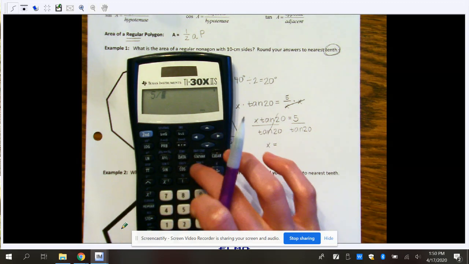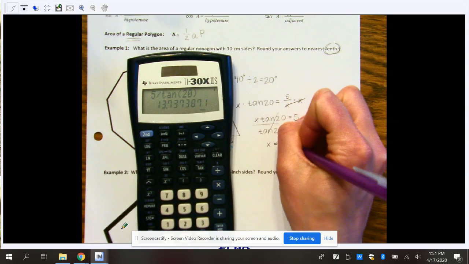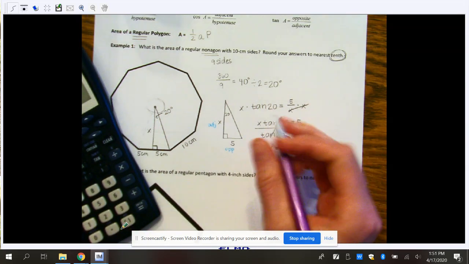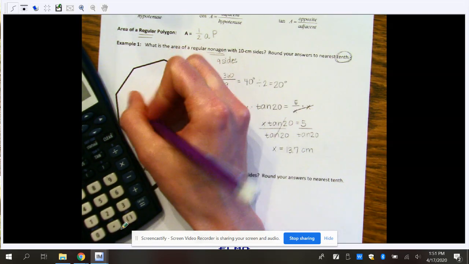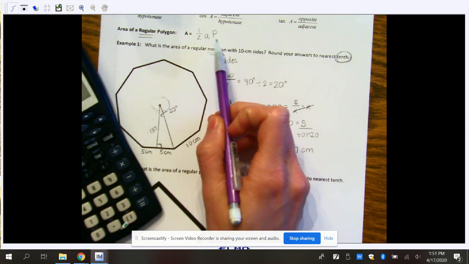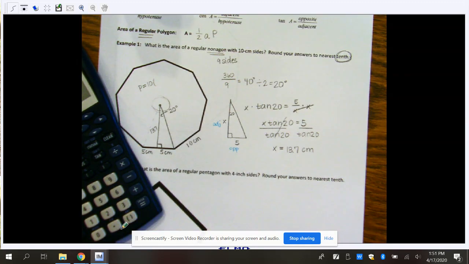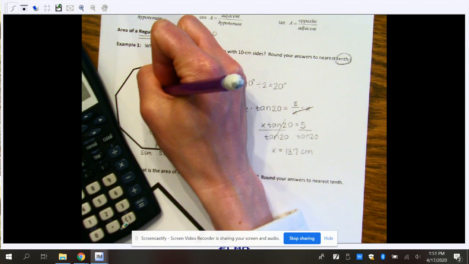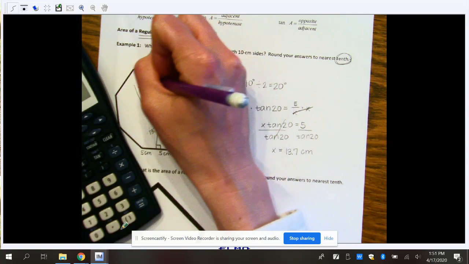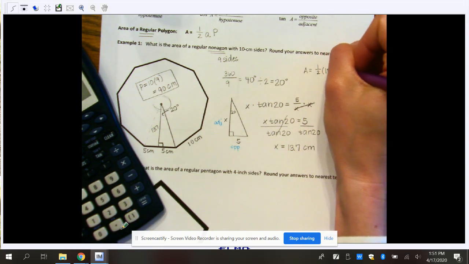So if I take 5 divided by tangent of 20, I'm going to get about 13.7. And then my units are centimeters. So that is the length of the apothem. So the other part of that formula that I need is the perimeter. Well, if each side is 10 centimeters and there's 9 total sides, that means the perimeter is going to be 90 centimeters.